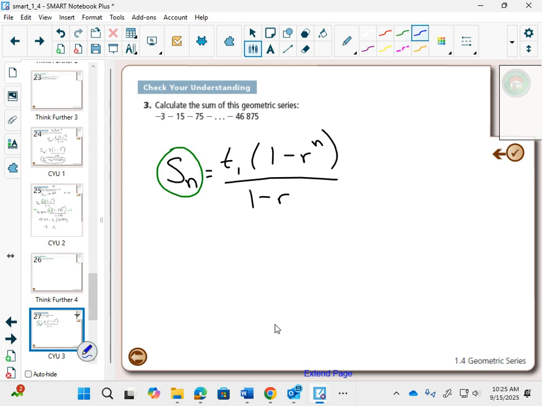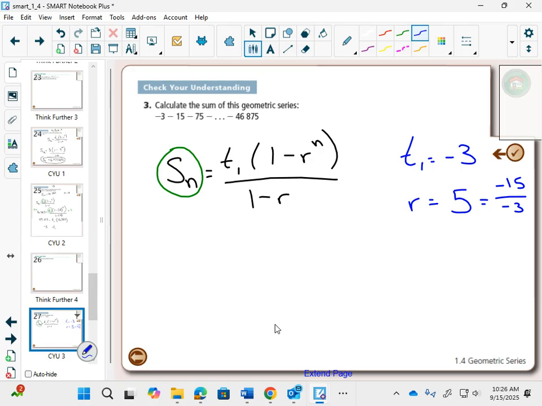So off to the side, I have to ask myself, do I know term 1? Absolutely. Term 1 is -3. Do I know r? Well, no, but yes. R is going to be 5. Sometimes you can see it. Can you see going from -3 to -15 is multiplying? Sometimes you can't, and if you can't, you can just take any 2 in a row and divide them. If I took -15 and divided by -3, I would get +5 that way as well.